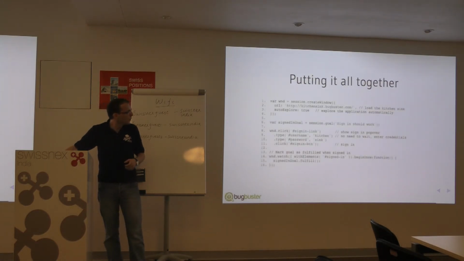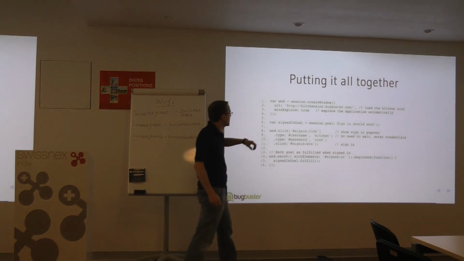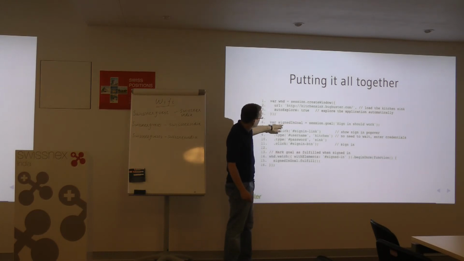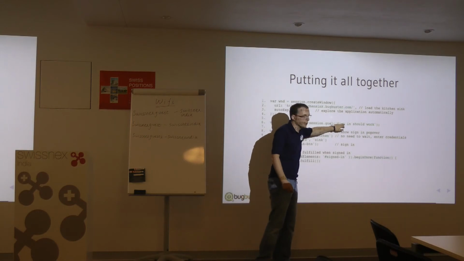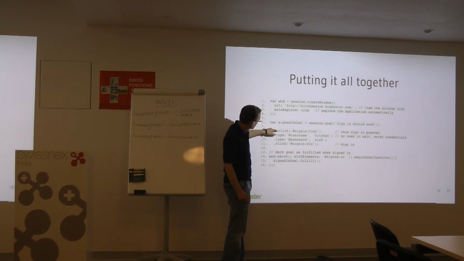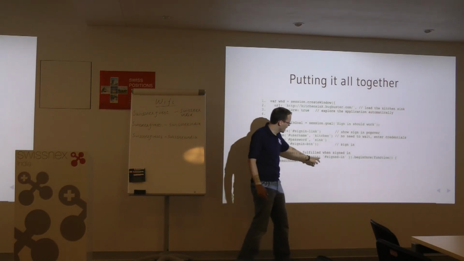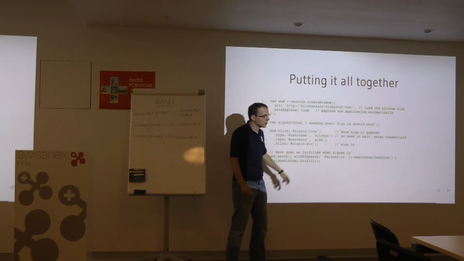Now, if we put it all together in the kitchen sink, this is an example where we load the kitchen sink with Auto Explore. We create a goal saying that signing in should work, simple code. We do the action by clicking on the sign in, we type username, password, and we click on the sign in button. And normally, if the element signed in appears, then we fulfill the goal.